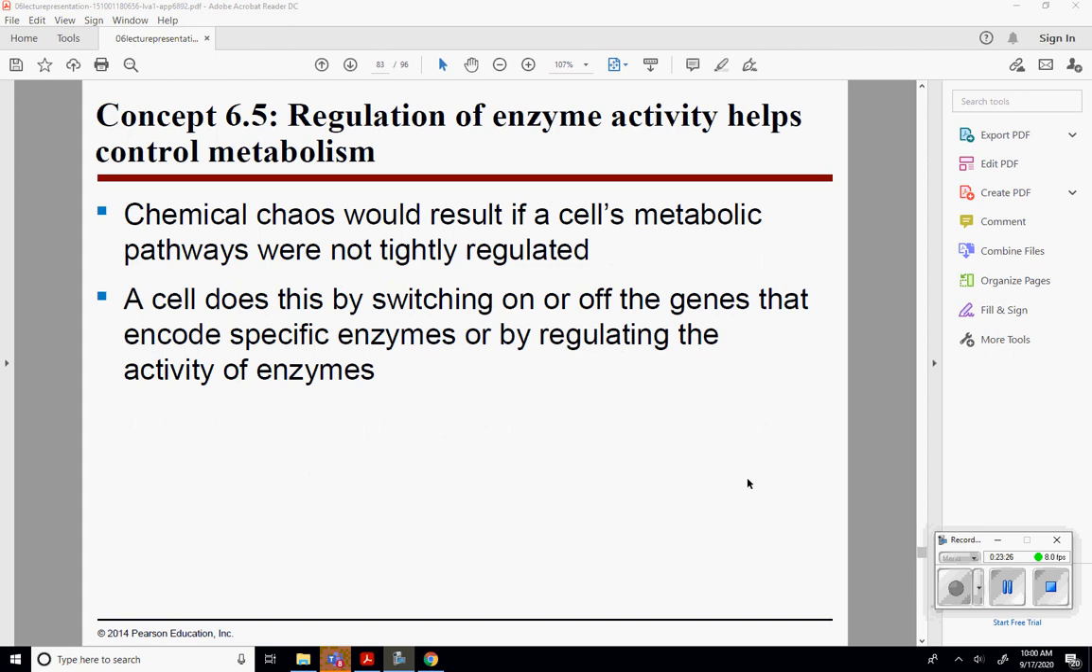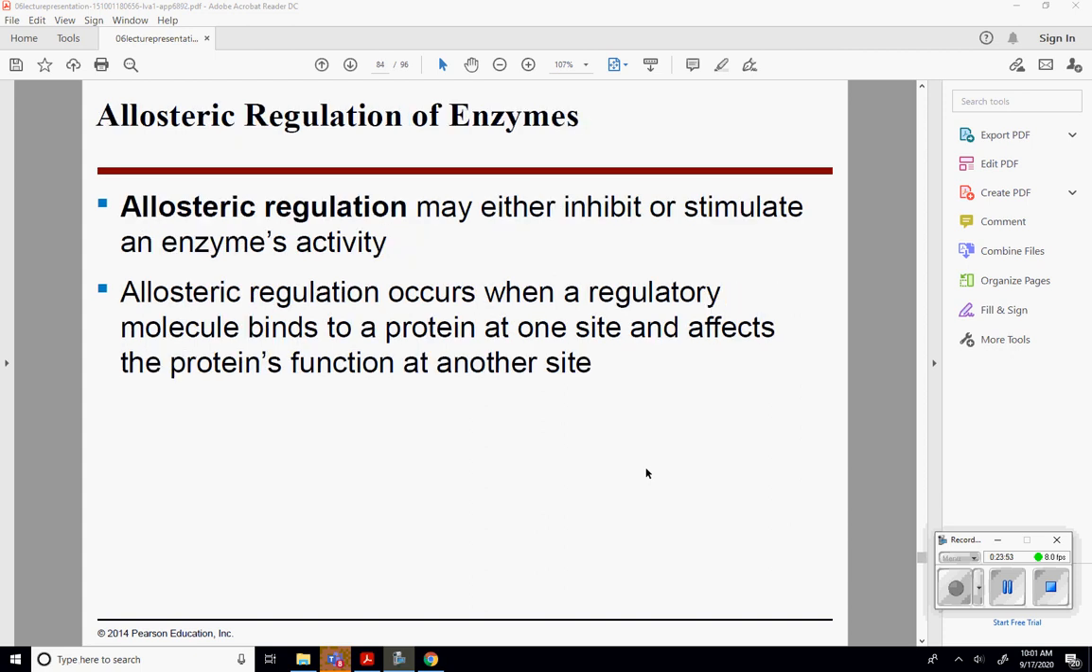Okay, we'll end in 6.5, the last section here. Chemical chaos would result in a cell's metabolic pathways if they were not tightly regulated, going back to answering our question earlier. A cell does this by switching on and off the genes that encode specific enzymes or by regulating the activity of enzymes. We'll get more on that later on, not today.